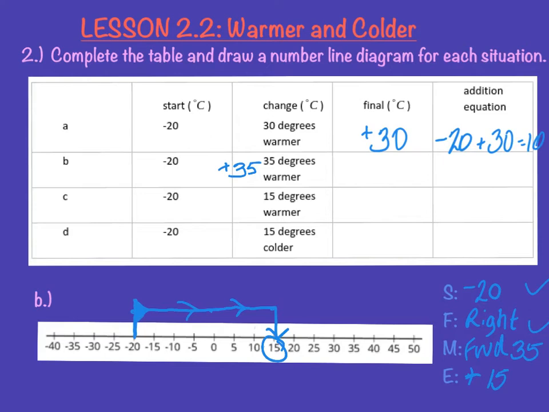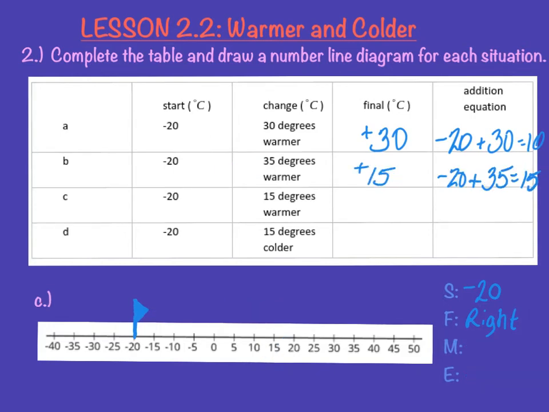So the problem that I just did was I started at negative 20. I faced to the right, that means I'm adding. I'm adding positive 35. In this case, I'm just going to write 35. Either way is the same. Negative 20 plus 35, we found out, equals positive 15. So my final answer is positive 15.